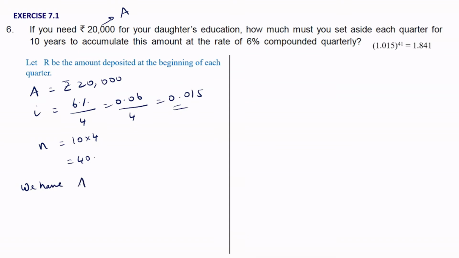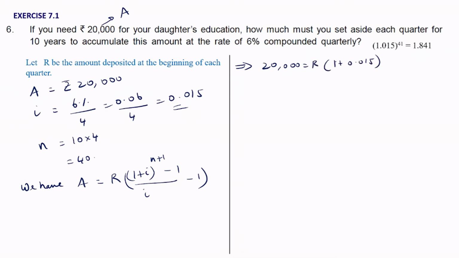We have A equal to R into 1 plus I the whole raised to N plus 1 minus 1 upon I, minus 1. Here when the amount is deposited at the beginning of each period, then we have to use this formula. So this implies 20,000 equal to R into 1 plus I, 0.015, the whole raised to N plus 1. N is 40, N plus 1 is 41, minus 1 upon 0.015, minus 1.